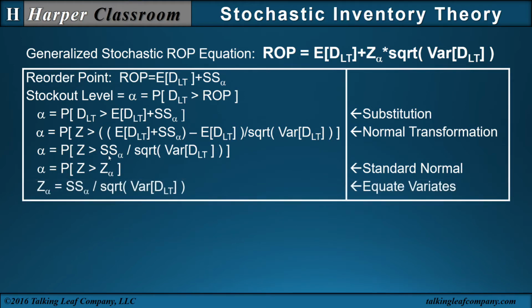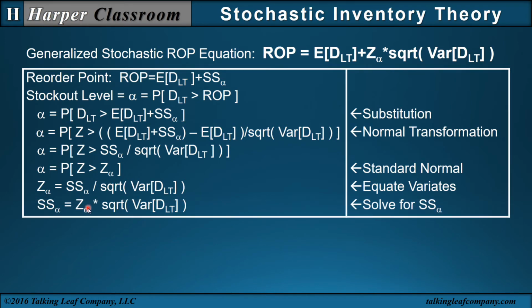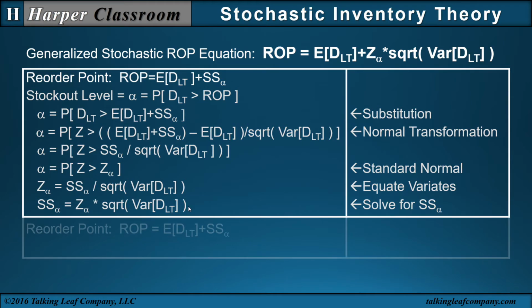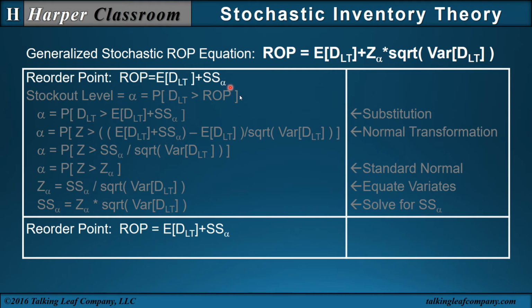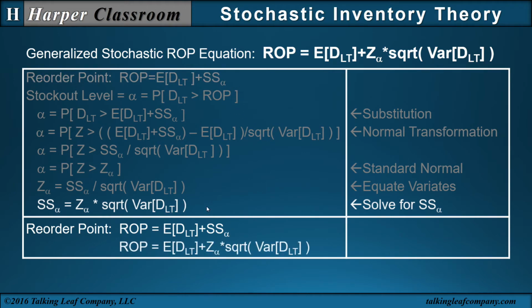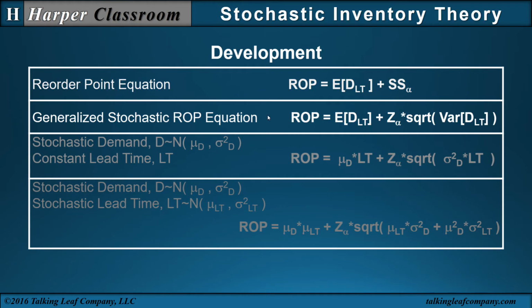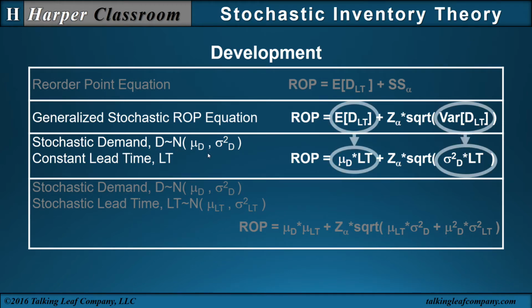So I can set these two random variates equal to one another, solve for my safety stock, and there I have my expression. So I take my ROP equation down, I substitute in my safety stock, and that derives the generalized stochastic ROP equation. So now let me take this generalized stochastic ROP equation and derive the ROP equation for the stochastic demand, where the demand follows a normal distribution.